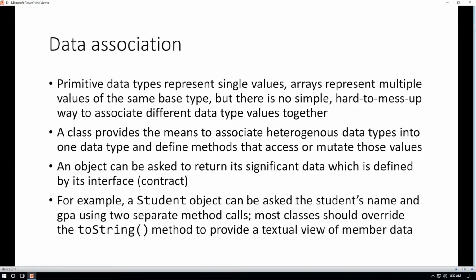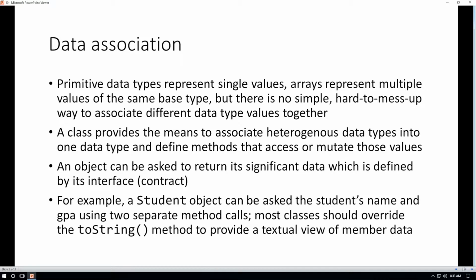A class is a mechanism by which we can put together or associate different data types in one unit that makes access to them guaranteed and very hard to mess up. The object returns its significant data, which is defined by its interface. That is, what the external client code sees is well defined, and only those interactions can be done. Client code cannot look directly inside the object and see or manipulate its data.